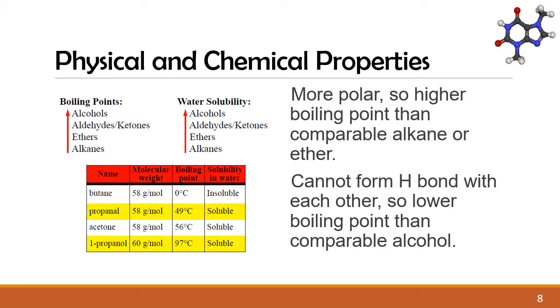Propanol, an aldehyde, has a boiling point of 49 degrees Celsius, and it is soluble in water. Acetone, a ketone, has a boiling point of 56 degrees Celsius, and it is also soluble in water. 1-propanol, an alcohol, has a boiling point of 97 degrees Celsius, and it is soluble in water.